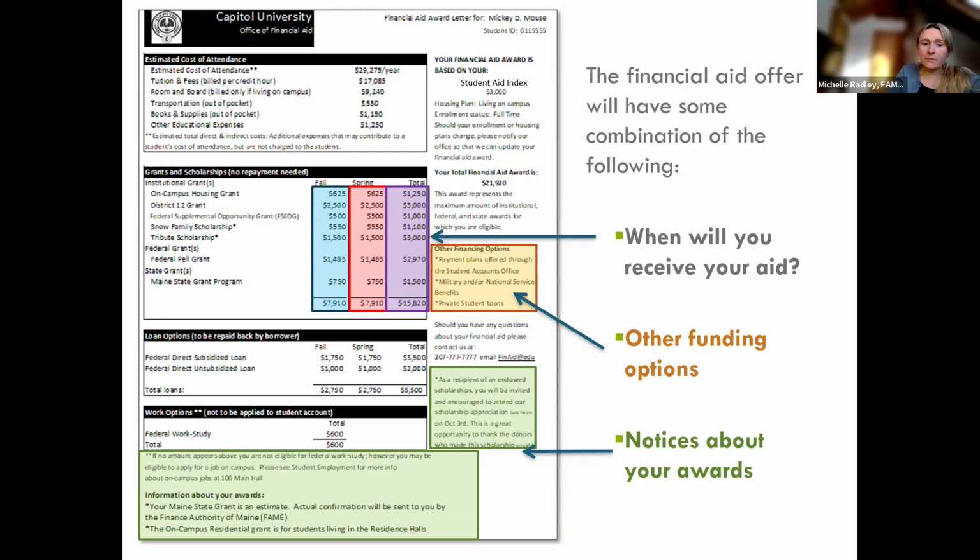But definitely something that I like to let families know is an option a lot of the time. They also call out things like military benefit, and then the option for private student loans as well. So they mentioned that there on the side. And then you can see at the bottom in the green here, they have other general notices about the award.